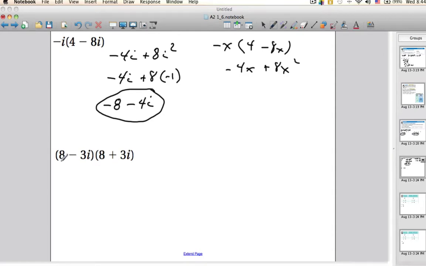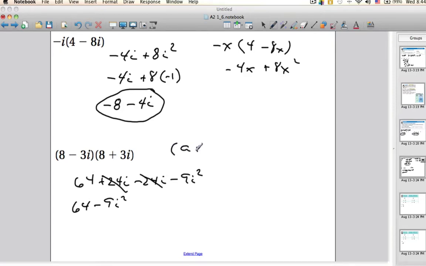So if I use FOIL to multiply, 8 times 8 is 64, and 8 times 3i is 24i, and -3i times 8 is -24i, and -3i times +3i is -9i squared. And you see how the middle terms drop out. So the i's to the first power all went away. So I end up with 64 minus 9i squared. I should have already known that anyway, because conjugates create the difference of two squares.